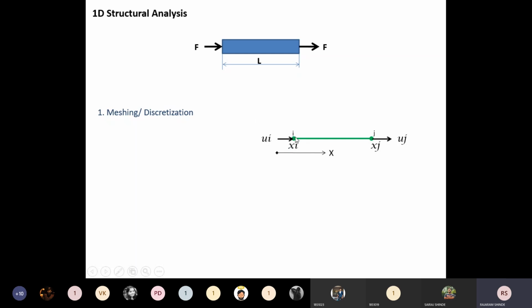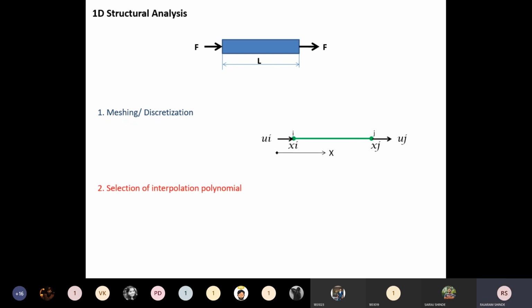In that we have taken this one dimensional element because we have assumed area of this structural member is small as compared to its axial dimension or its length. That means one dimension is big as compared to other two dimensions. That's why we have taken only one dimensional element. After that, what is the second step in finite element method?